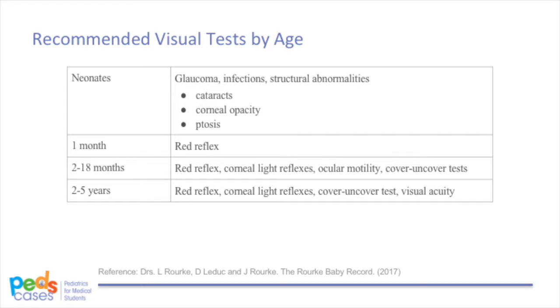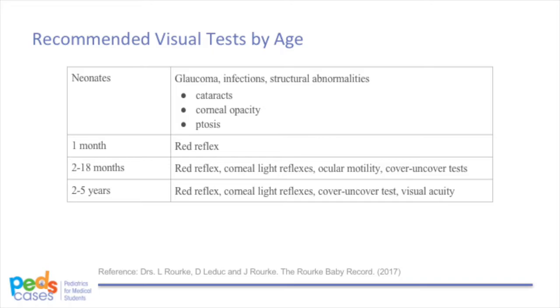You probably have heard of the Rourke Baby Record, which is an evidence-based health supervision guide for primary care practitioners of children in the first 5 years of life. It contains guidelines and information for comprehensive well baby and child visits. Here's a chart with relevant physical examination parameters for the eyes. For the newborn, you need to check for glaucoma, infections, and structural abnormalities, including cataracts, corneal opacity, and ptosis. You need to pay special attention for preterm neonates who were given oxygen for an extended period of time, and infants with multiple medical issues. For the well baby checkup at 1 month, check for the red reflex.